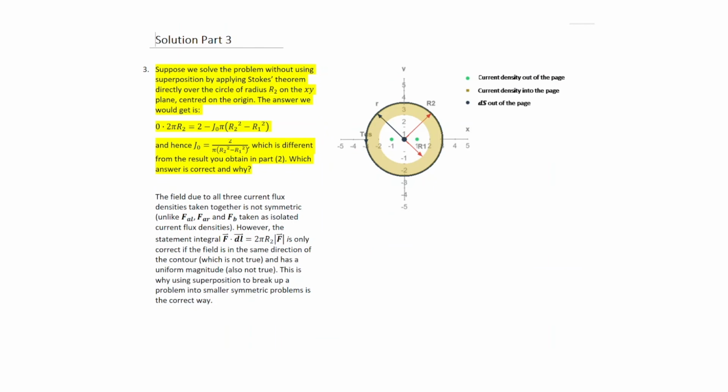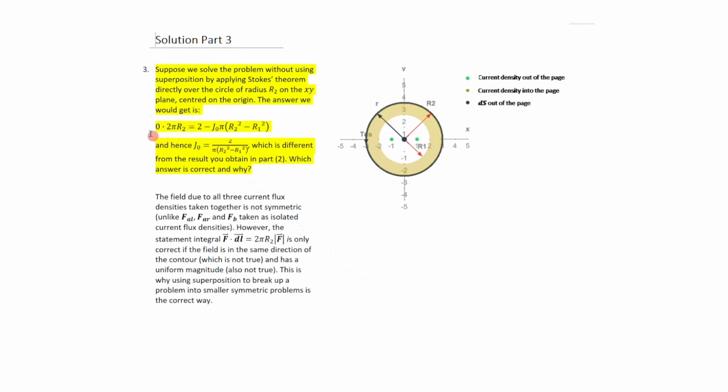All right, so the last part of the problem is 3. Suppose we solve the problem without using superposition by applying Stokes' theorem directly over the circle of radius R2 on the xy plane centered on the origin. The answer we would get is 0 times 2 pi R2 is equal to 2 minus j naught pi (r2 squared minus r1 squared). All right, so you might say, well, this is the left-hand side.